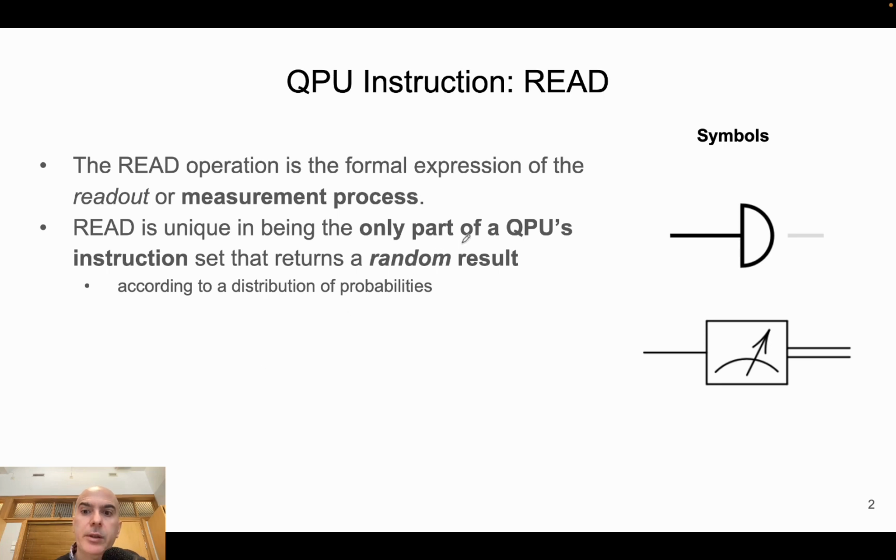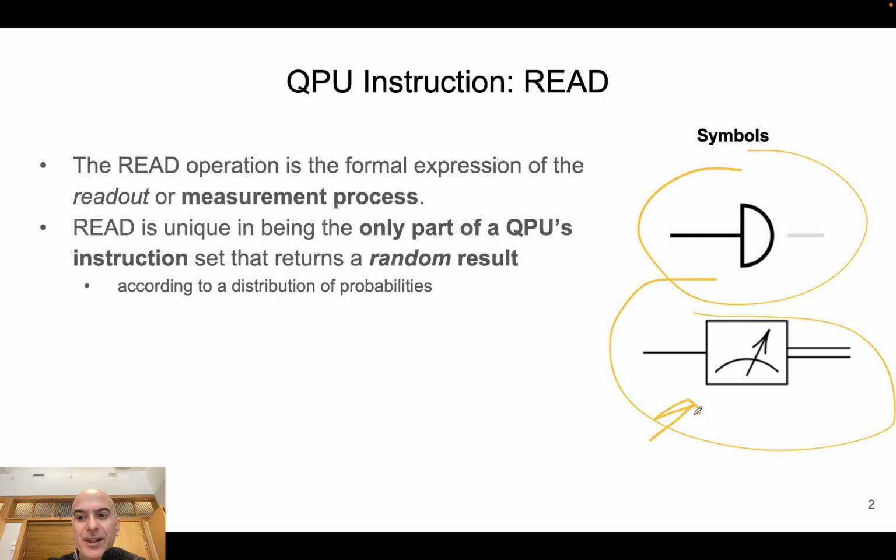In the textbooks and in the quantum computing papers, when we write the quantum circuit and we want to express a measurement, we often see these two symbols, this one and this one. So particularly this one really shows that the read operation is nothing else than a measurement.